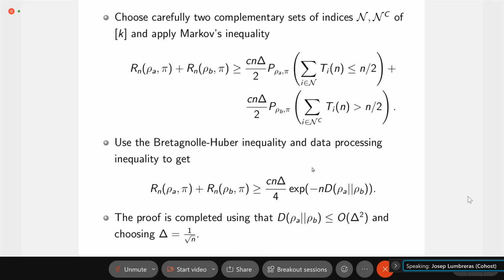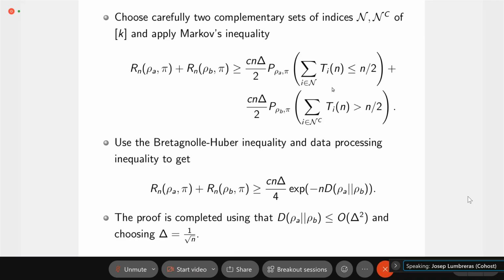So with these things, choosing carefully two sets of indices of the set of observables, we can bound the sum of the two regrets for the two quantum states that I showed you before as proportional to n, the parameter delta, and the probability. Well, now we don't have to go into this, but the probability of two complementary events.